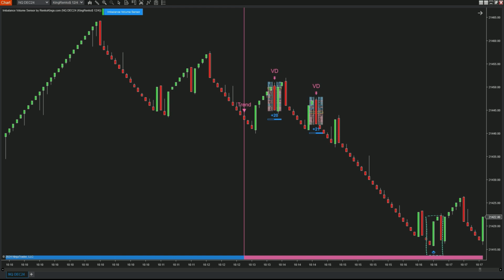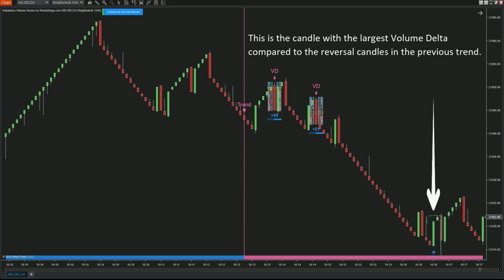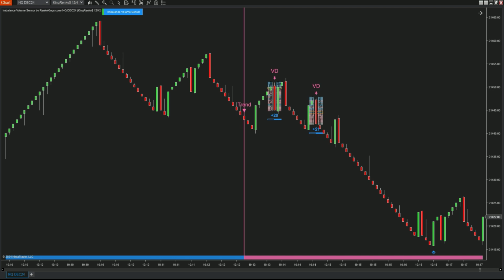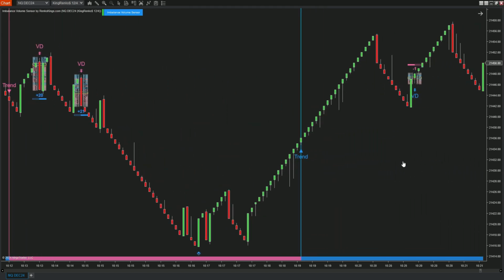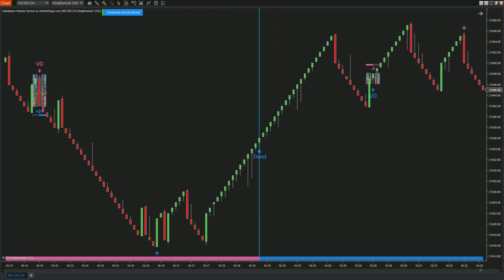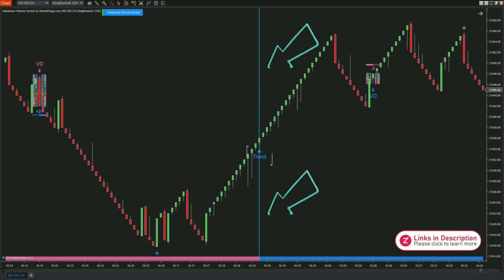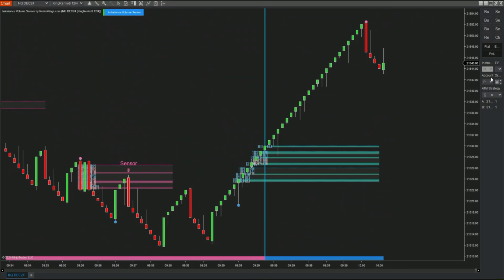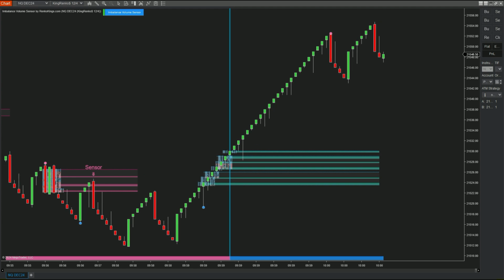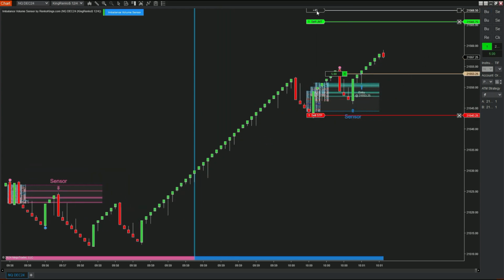Let's go back to the trend weak signal. What makes it unique is that it compares the volume delta of each reversal candle against the current trend, and it generates a signal when the candle with the largest volume delta is identified in the recent range. As you can see, the price trend changes once the trend weak signal is triggered, and the trend start signal follows shortly after, marking the start of a new trend. Now, we will demonstrate entering trades using this indicator. Let's observe together to see if it delivers the expected effectiveness.